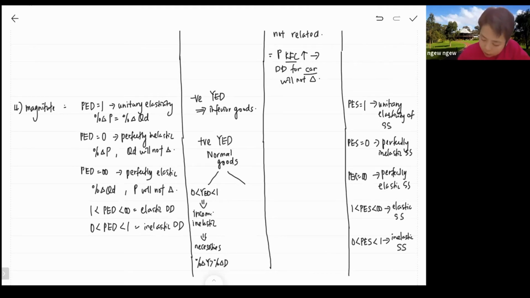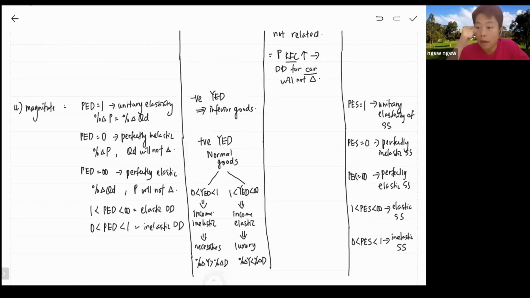Likewise, when the YED figure is bigger than 1 and smaller than infinity, this one we call income elastic, and we refer to luxury products, where the percentage change in income will be smaller than the percentage change in demand. And this is logical as well. We get a small rise in income, but the demand for branded stuff will rise by more than that. We get a small rise in income, the demand for holiday packages will rise more than that. So that is called income elastic, income sensitive.